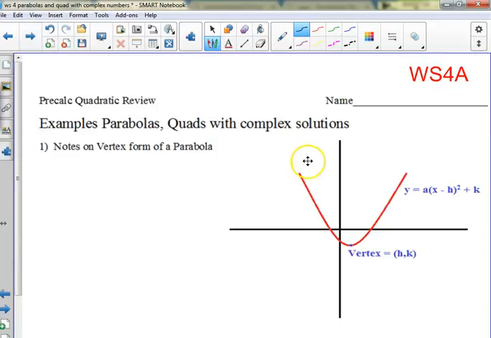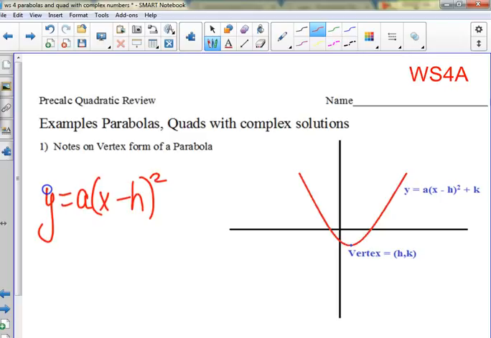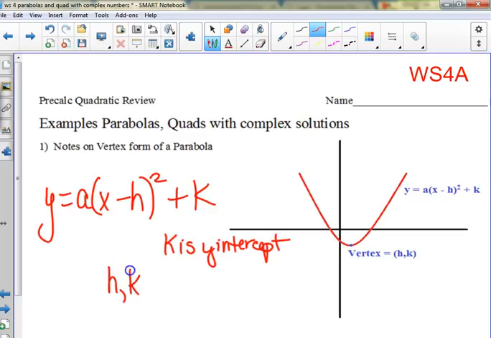All right. Ready? Today's stuff. Vertex form of a parabola is y equals a x minus h quantity squared plus k. What can you tell me? Okay. K is the y-intercept. Very good. What else can you tell me? H is the x value of the vertex. Can we just say that? HK is the vertex? Yeah.